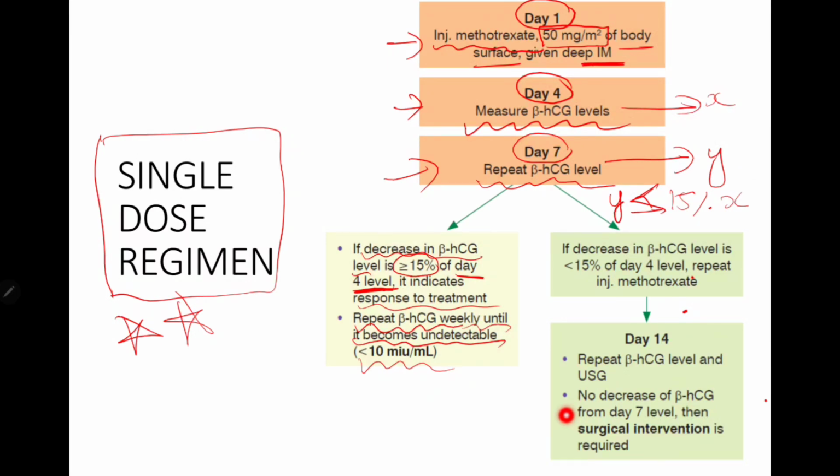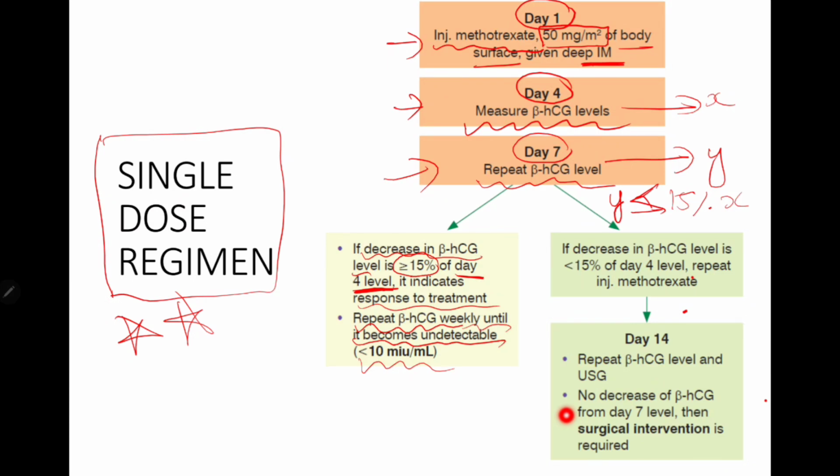So first, on day 1 I will be giving injection methotrexate intramuscularly. On day 4 I will be measuring beta HCG level and I will get some X value. On day 7 I will again repeat beta HCG level and get some Y value. Now I am going to see, if the patient is responding very well to the injection methotrexate, it means the beta HCG level is going to be gradually decreasing. I am going to look for the decrease. And if the decrease in the beta HCG level is more than or equal to 15% of day 4 level, then it indicates response to the treatment is good.